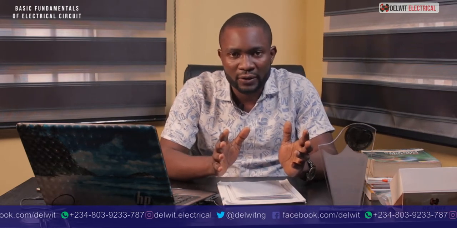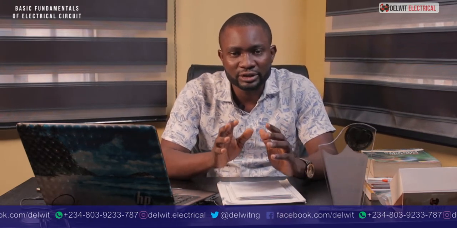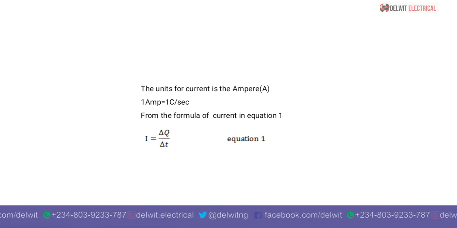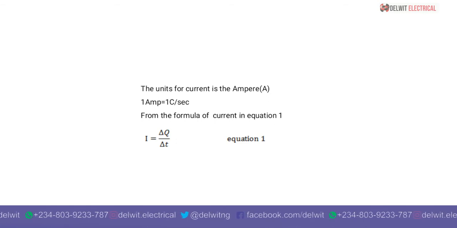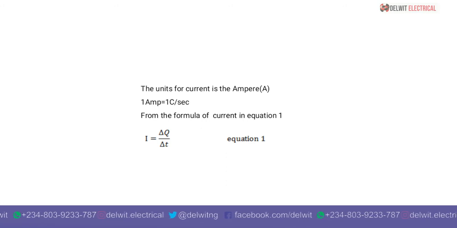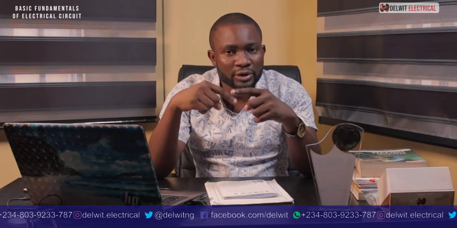So we've been able to define what current is measured in. That means 1 ampere is equal to 1 coulomb per second. From our formula for current, which is I equals change in Q over change in T, it shows that current needs to be changing, and that is why we have the two types of current, alternating current and direct current. So the moment the current is changing, it has a sinusoidal movement.